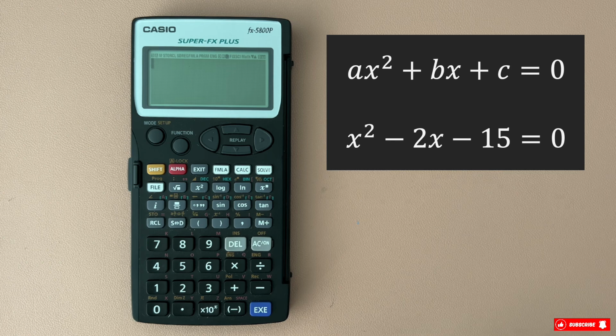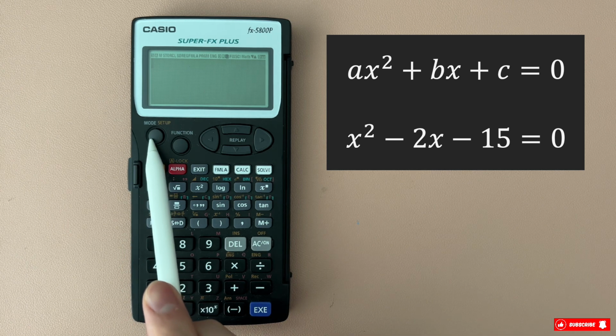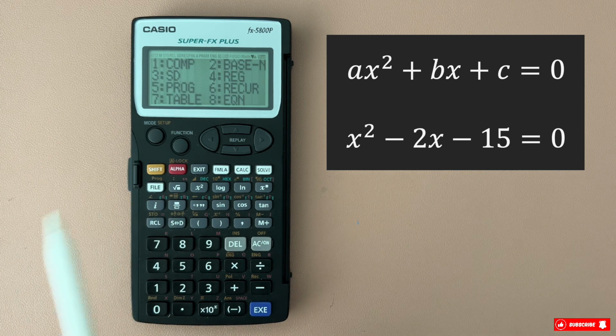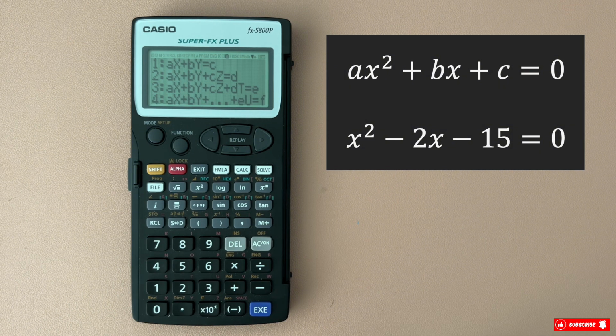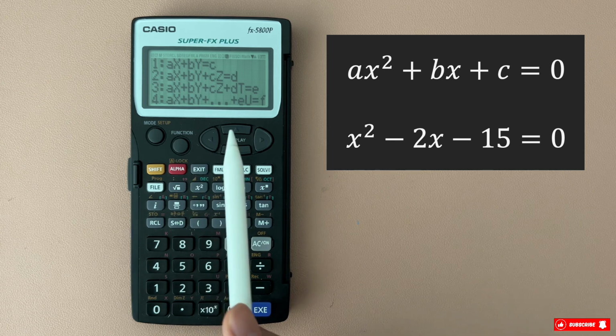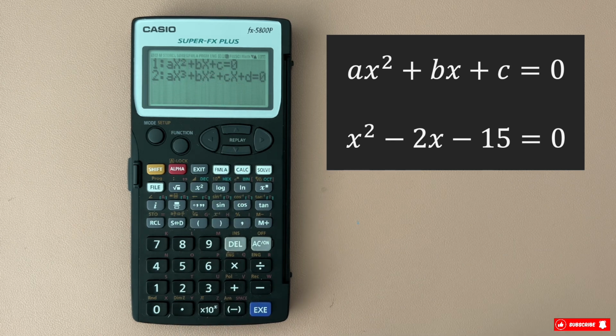So we're going to start the calculator first by pressing the AC on button, and if we go to the mode, we'll see that number 8 is equations. If you press on that, we'll see 4 different types of equation with 2 unknowns, 3 unknowns, 4, etc. And if we scroll down to the second page, the first equation is a quadratic equation.